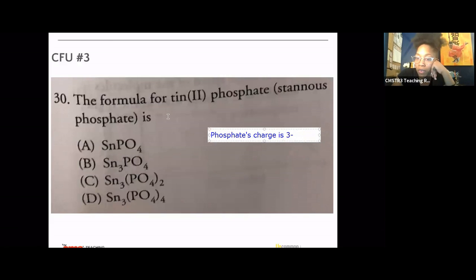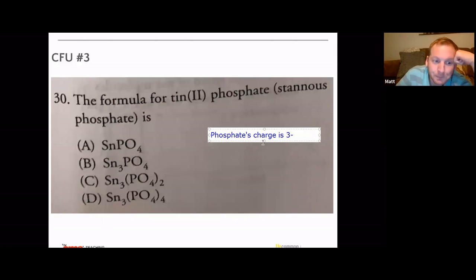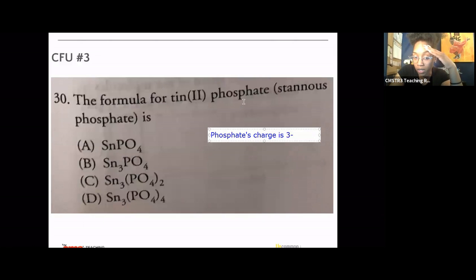Remember, first thing to think about: is this ionic or covalent? Is tin a metal or a non-metal? Metal. Tin is a metal. So it's telling me tin to phosphate, right? I'm not going to talk it out. I'm going to write it out on the board since I can't talk and write at the same time, and then I'll explain it if it still doesn't make sense, because I saw in the chat, C as an answer. Let's double check and make sure.